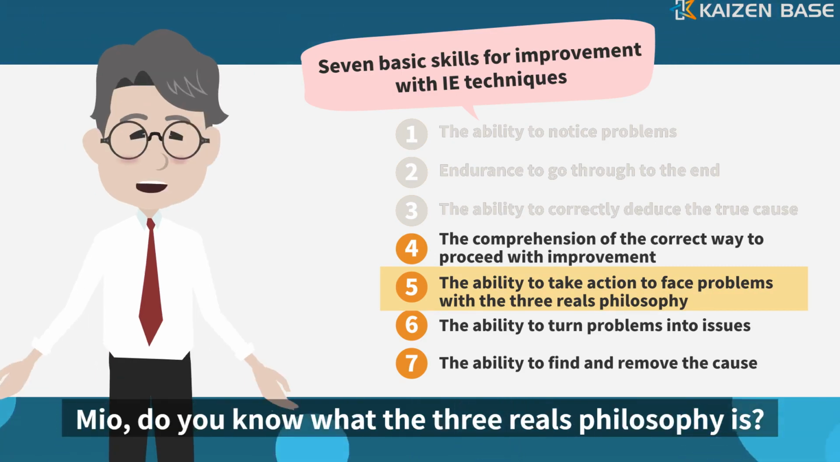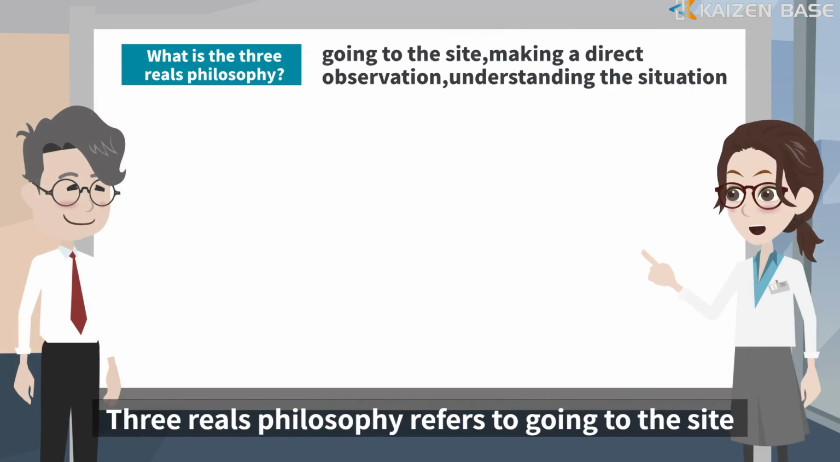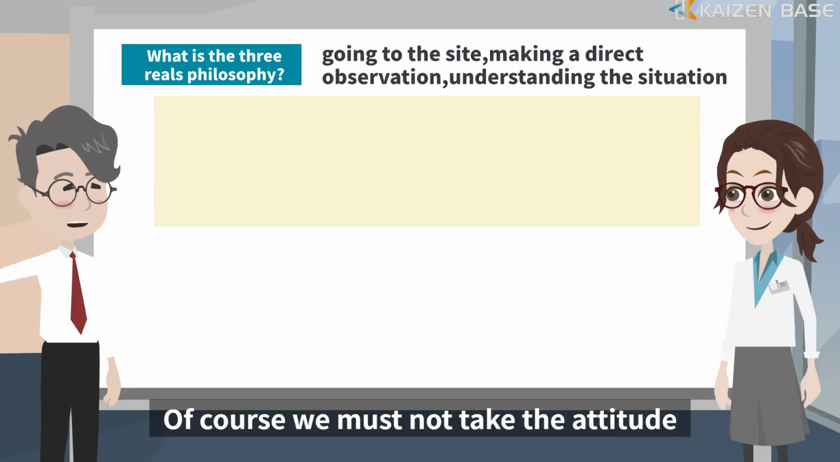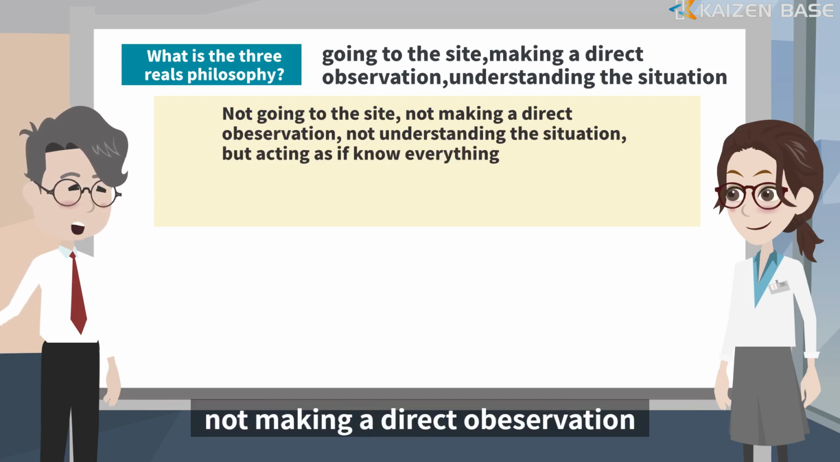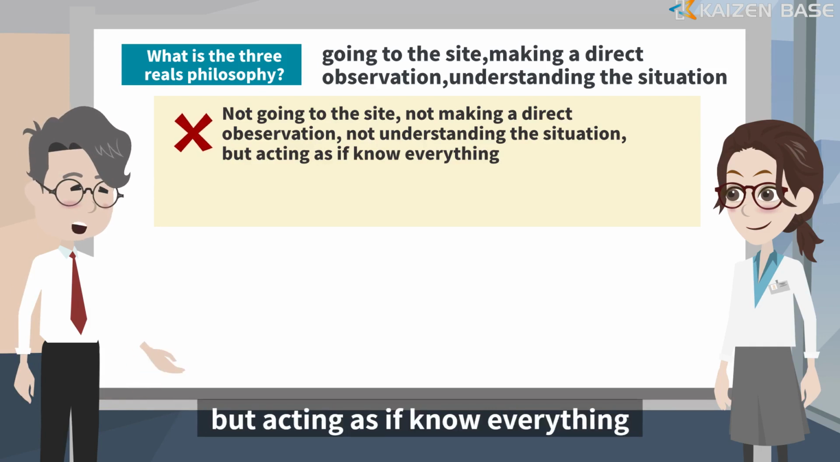Meal, do you know what the 3 reals philosophy is? Yes, I know. The 3 reals philosophy refers to going to the site, making a direct observation and understanding the situation. That's right. Of course, we must not take the attitude of not going to the site, not making a direct observation and not understanding the situation, but acting as if we know everything.